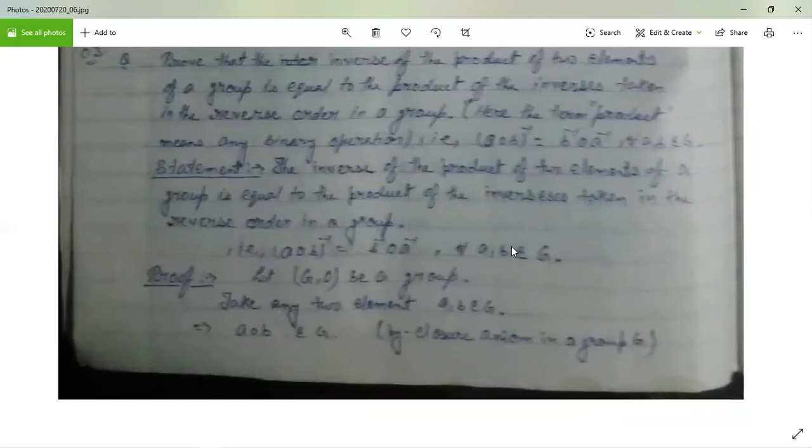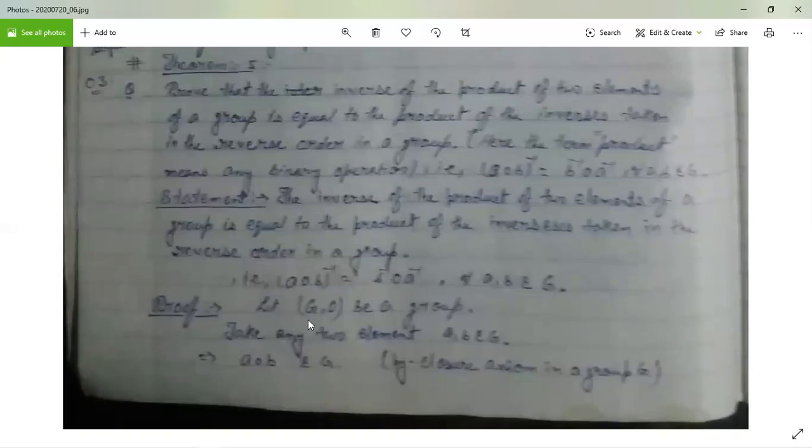For this, let us consider (G, o) to be a group. That means the algebraic structure (G, o) is a group. Take any two elements A and B belongs to G. This implies that A o B belongs to G by the closure axiom in a group G.